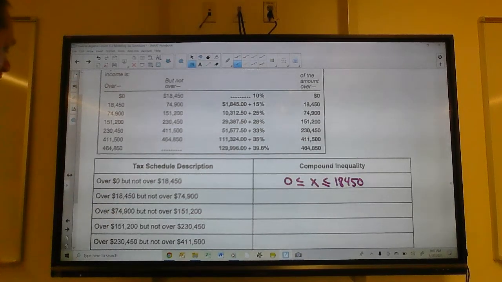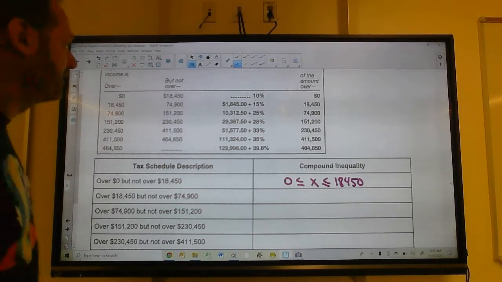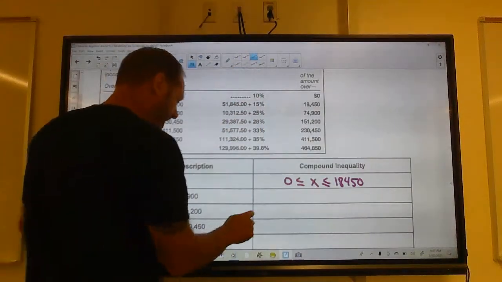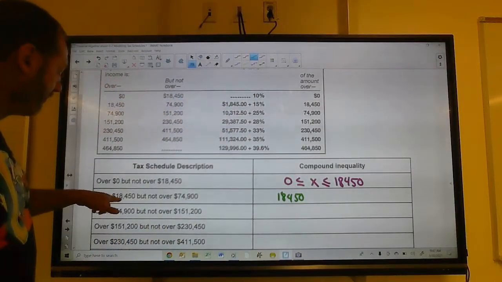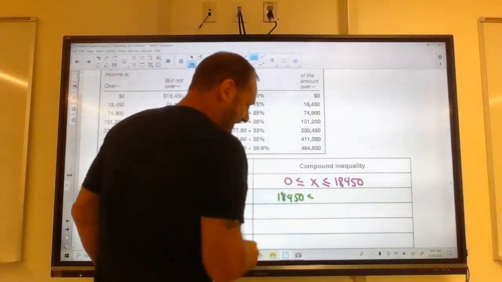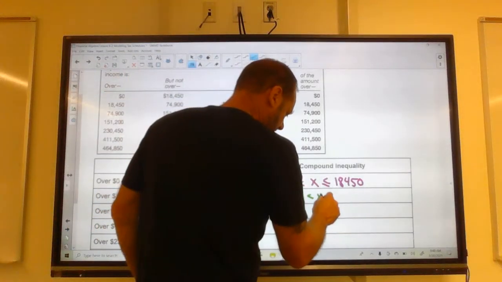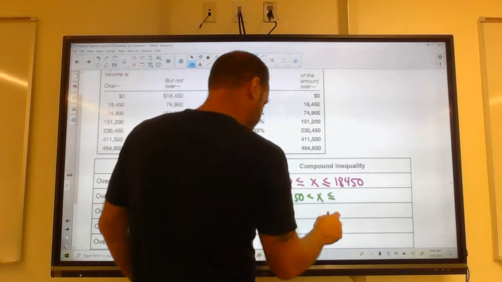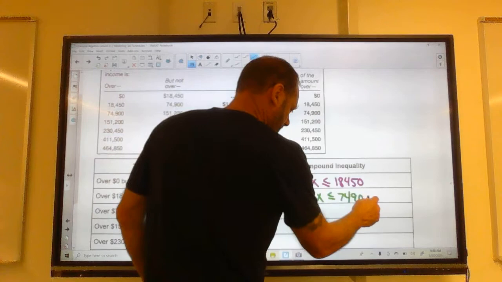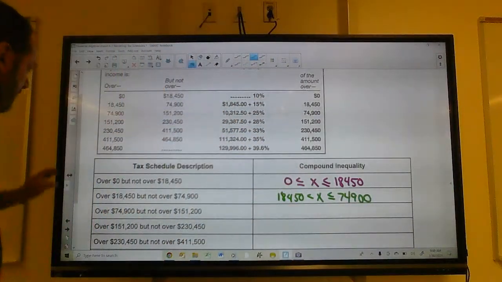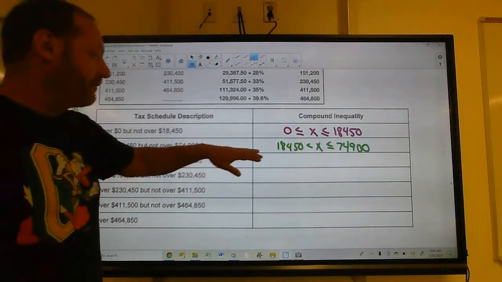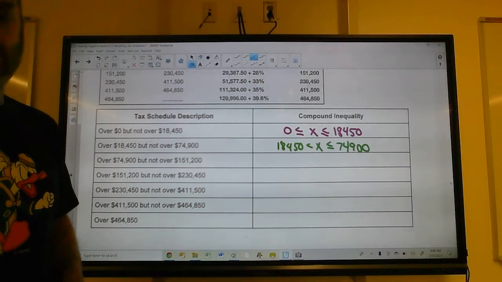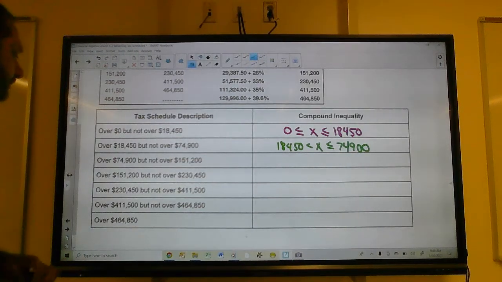Okay, now the next one says over $18,450, but not over $74,900. So this one, I'm going to have 18,450 here. Now, notice it says over this, so this is going to be less than, not less than or equal to, x, which is less than or equal to 74,900. Okay, so now for the rest of these, I want you to pause the video, go ahead and write out all the rest of these, and then jump back on here and compare them to what I got.